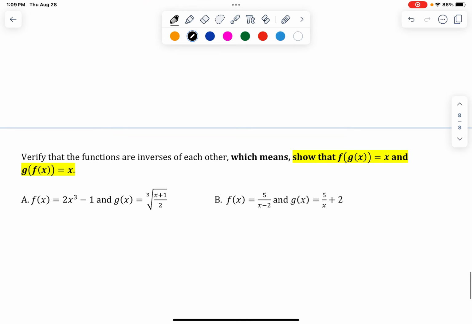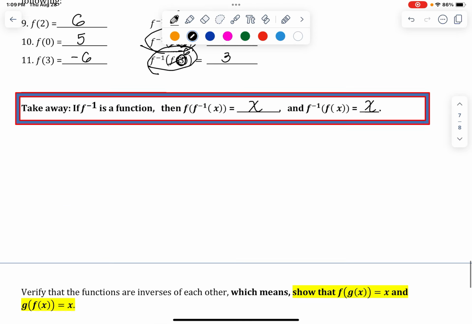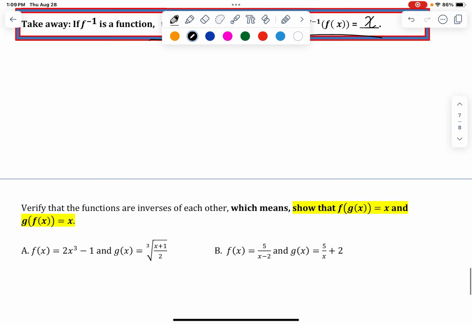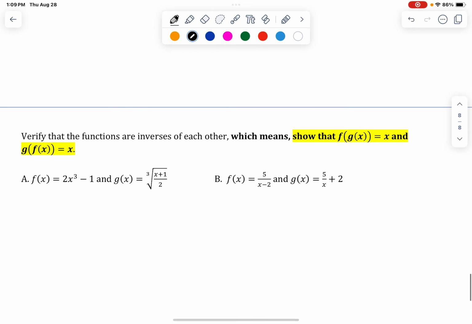Okay, so the last thing we're going to do is use this to show that two functions are inverses of each other. What people try to do is take one and simplify it, and find that inverse and show that you get that. We're not going to allow that, okay?